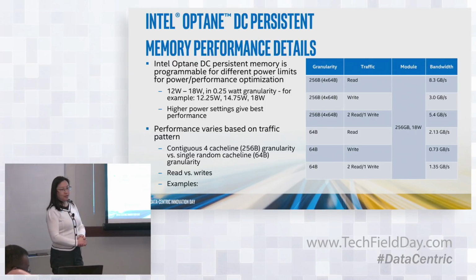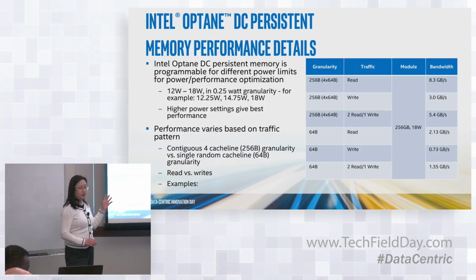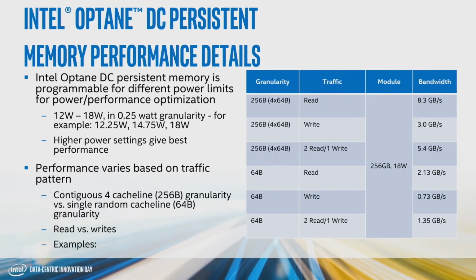Now, the performance of the module varies a lot on the type of traffic it sees, and that's a little bit different than DRAM. So Mohammed mentioned that the interface to Optane is actually 256 bytes. And so if you have a contiguous 4 cache line 256 byte access, that gives you different performance than if you're just accessing single 64 byte cache lines. And we'll look at that in a second. The other thing that will vary is if you're doing reads or writes, the performance will be different on the module. And once you put it all together, I have an example here with a 256 byte 18 watt module.